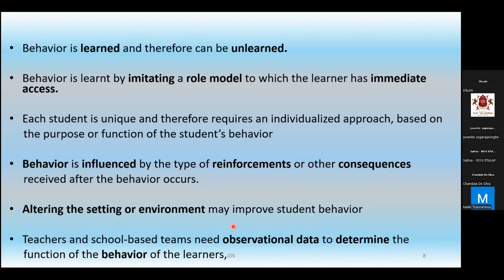Altering the setting or environment may improve student behavior. The context in which that behavior is taking place should be adjusted, mostly when it comes to negative behavior, if you want to do away with the behavior. The peers that the child is coming into contact with, or maybe any other situation. It can be a game or some other situation. Now, some situations may lead the child to speak lies. So it is better to avoid those situations than to punish the child, right?